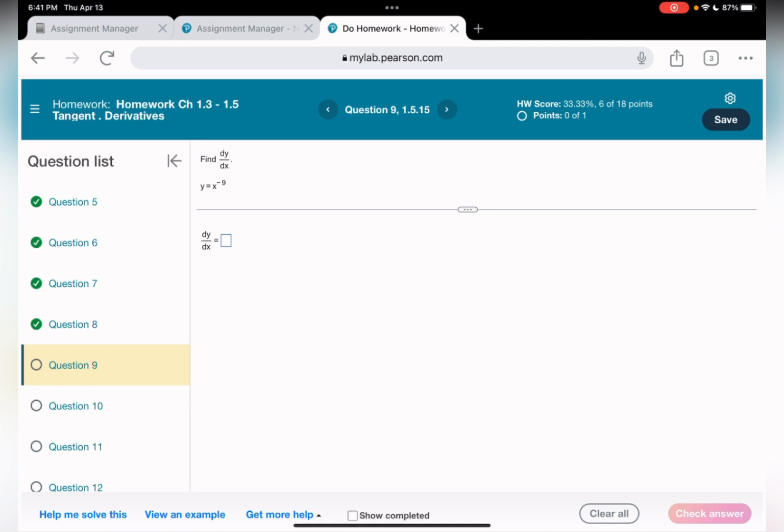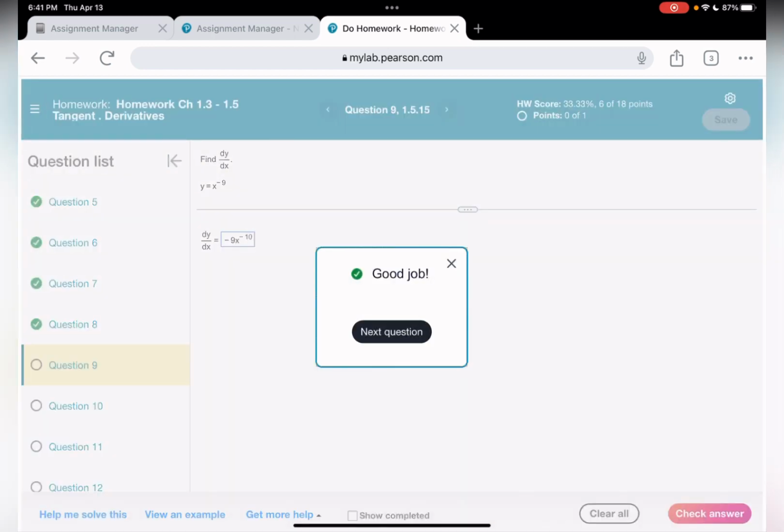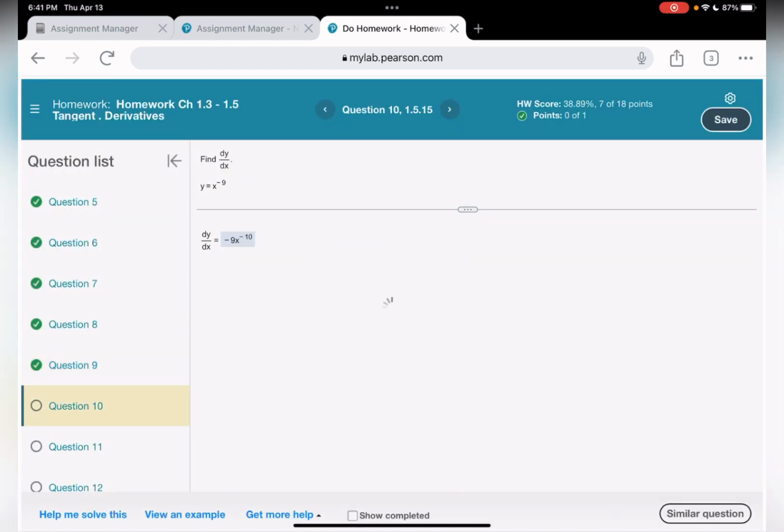Let me try first. Negative 9 and then x to the power, we said negative 10. Let's try this. If it won't take this format, then we'll put it in the form of a fraction. Okay, it took it.